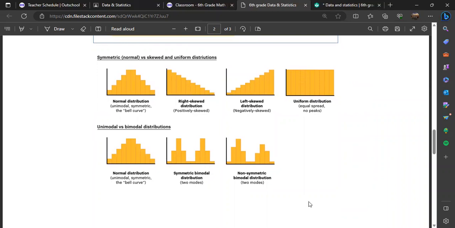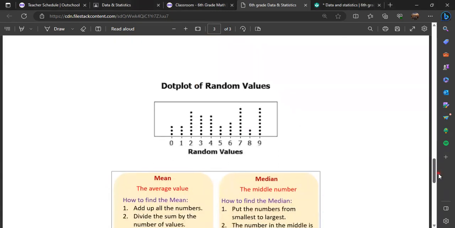And these are the different types of distributions: normal, right skewed, left skewed. Notice that right skewed is not to the right, it's to the left. I know it's backwards, but that's how it should be. Right skewed is to the left here. It goes, I guess, biggest from left to right, and then small from left to right is left skewed. Uniform distribution, normal distribution, symmetric distribution. You can see it's symmetrical in the middle, and non-symmetric because it's not symmetrical in the middle.